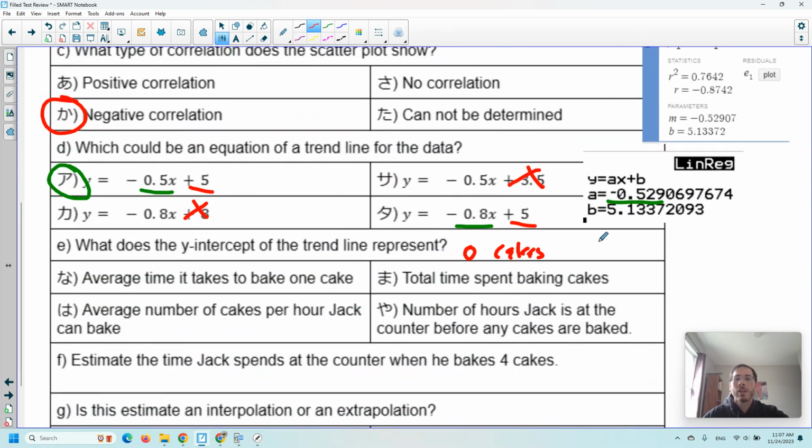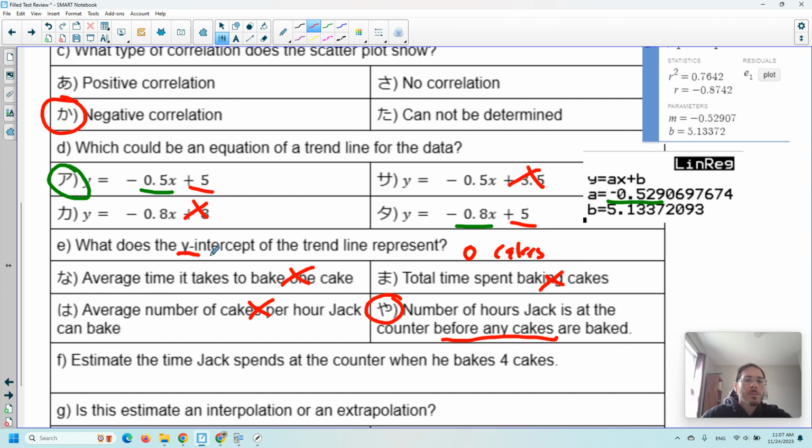So let's see which one makes sense for 0 cakes. Average time it takes to bake 1 cake. No. Average number of cakes per hour Jack can bake. No. Total time spent baking cakes. No. Number of hours Jack is at the counter before any cakes are baked. Yes. So that would be the best choice for that. If he bakes no cakes, that's about how long he's at the counter. Now, again, if we think about this logically, if he's not spending time making cakes, he's probably at the counter selling the cakes. That makes a lot of sense. So that's what we want to do for our y-intercept.